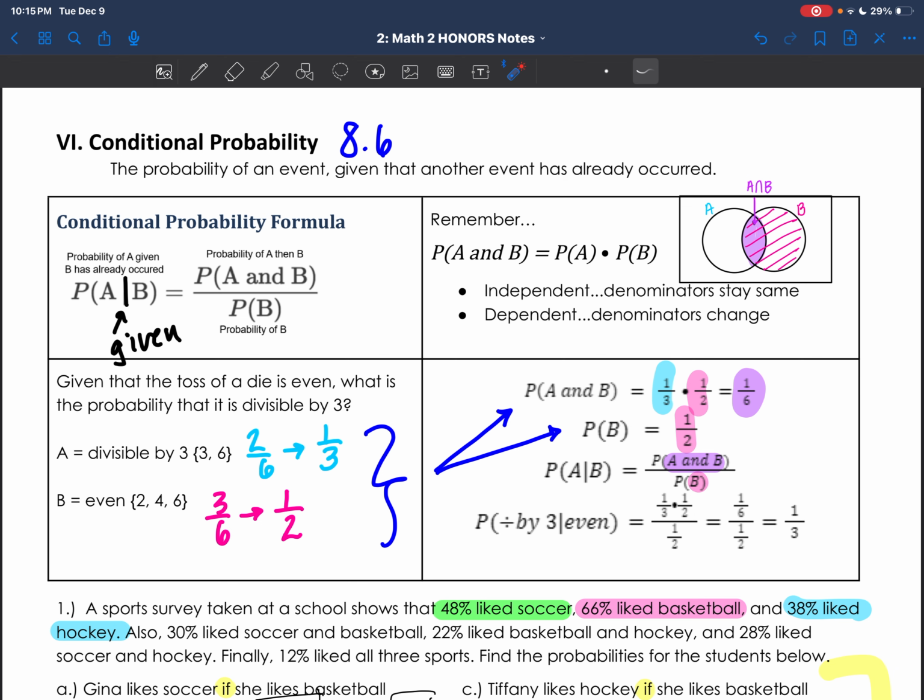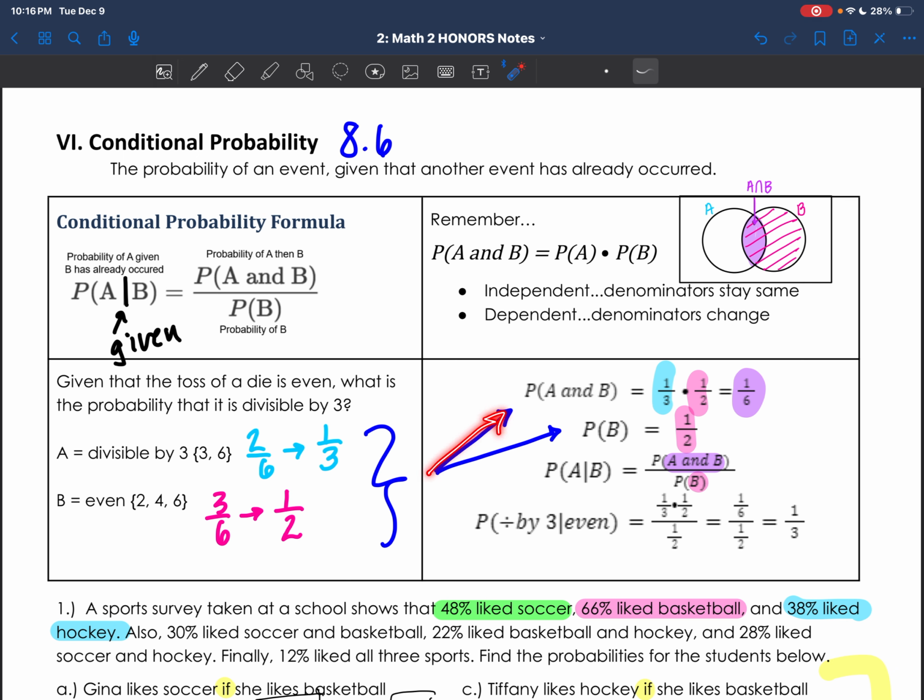So let's say, given that a toss of a die is even, what is the probability that it's divisible by 3? Well, if it's divisible by 3, we have two options out of 6, which gives us 1/3. And if it's even, you add 2, 4, 6, which is 3 out of 6, which simplifies to 1/2. So now we know that A is 1/3, B is 1/2.